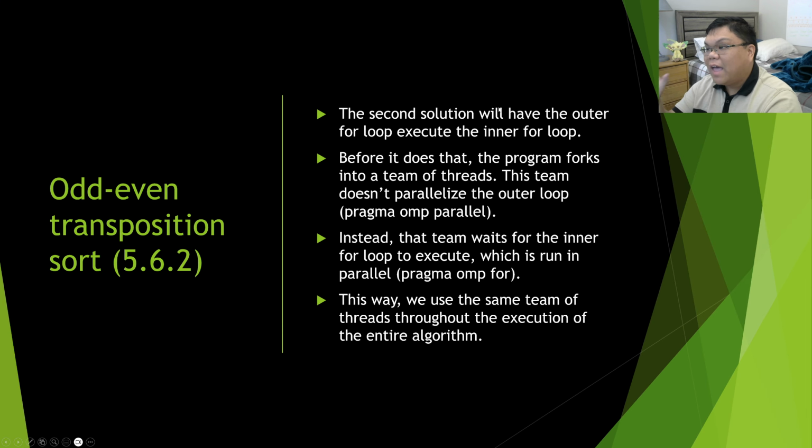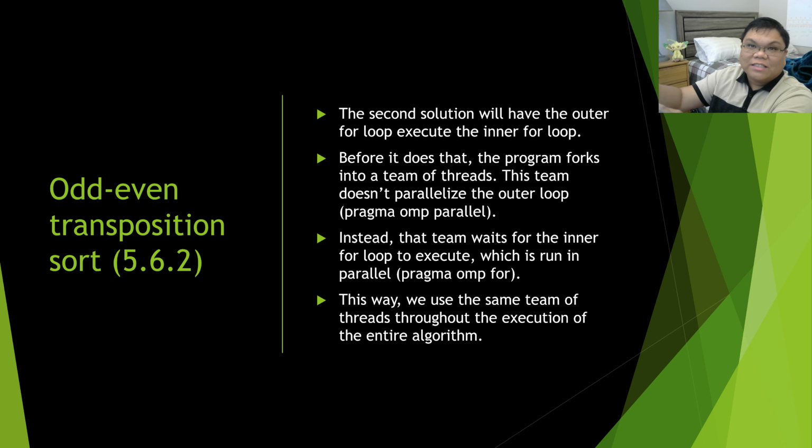The second solution will have the outer for loop execute before the inner for loop. But before it does that, the program forks into a team of threads. This team does not parallelize the outer for loop. Rather, it parallelizes the inner for loop. This team of threads basically waits for a parallel for loop, and that's when the threads, you can say, mobilize to parallelize those parallel for loops.